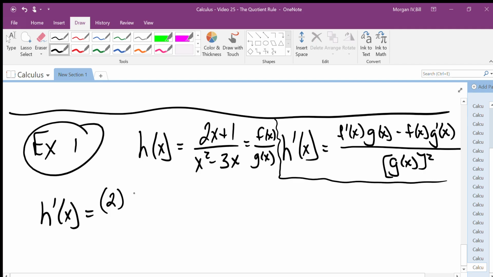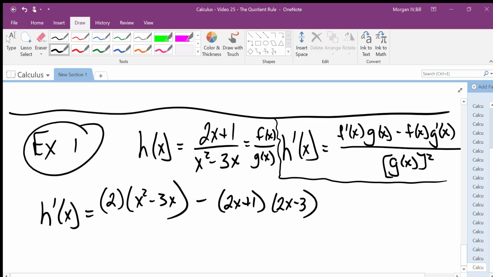Times g of x. So times the original denominator, not the derivative of the denominator, just what is the denominator, x squared minus 3x. And then minus, we will leave the numerator, f of x, the 2x plus 1, all by itself, times the derivative of the denominator, which is 2x minus 3. Divide that whole thing by the denominator squared. And that is the quotient rule, but we're not done.